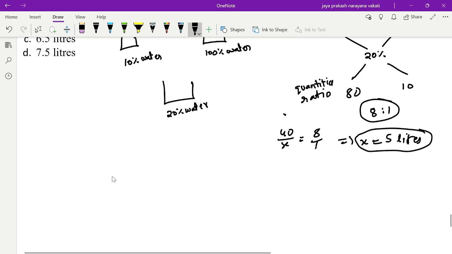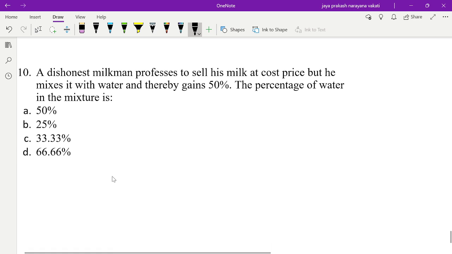Let's move on to our next problem, guys. Last problem in this set of problems. Fine. A dishonest milkman professes to sell his milk at cost price, but he mixes it with water and thereby gains 50%. The percentage of water in the mixture is... yeah, it's very simple, guys.